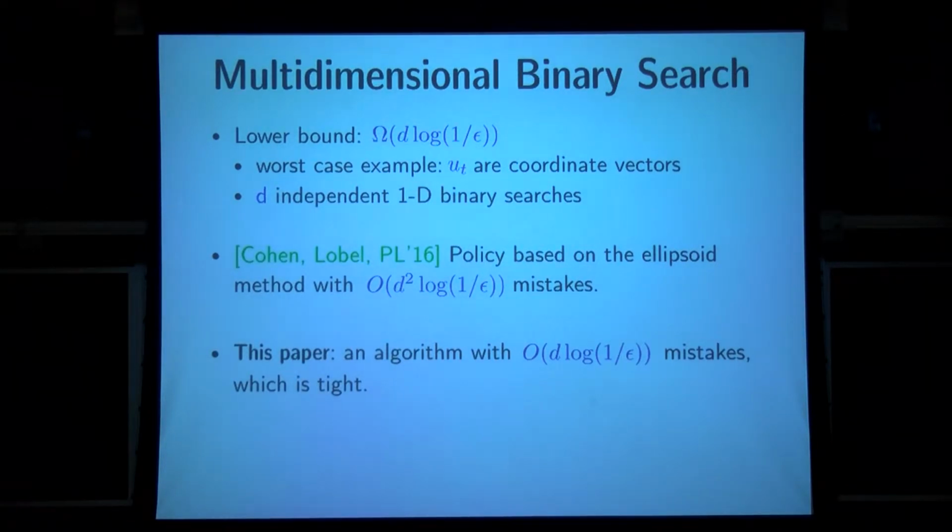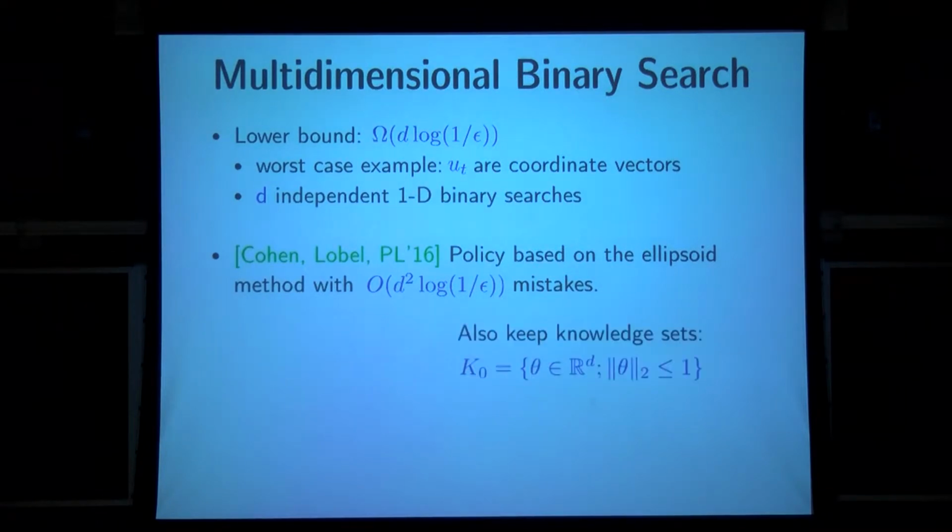But before, let me tell you about the ideas in the Cohen, Lobel and myself paper last year. What they do is pretty similar to the original binary search. You start by keeping knowledge sets. Your knowledge in the beginning is that theta is in the unit ball. So that's what you know about theta at the beginning of time. And then you get a context, a vector ut.